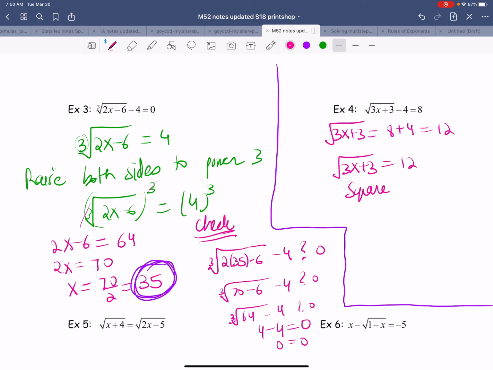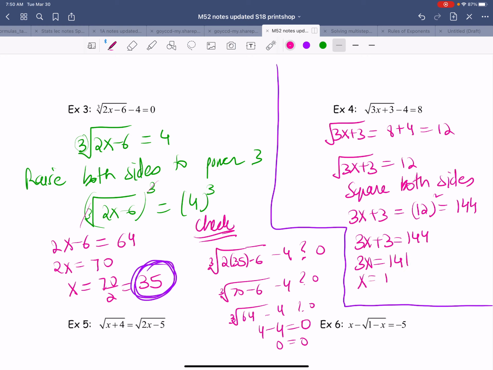Now, once the square root is isolated, I'm going to square both sides. This will leave me with 3x plus 3, because square root and square will cancel, equal to 12 squared, which is 144. So 3x plus 3 equals 144. 3x equals 144 minus 3, which is 141. x is 141 divided by 3. 3 times 4 is 12, so it looks like it's going to be 47.